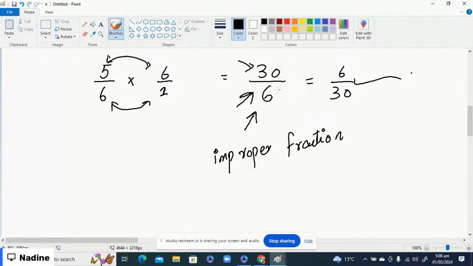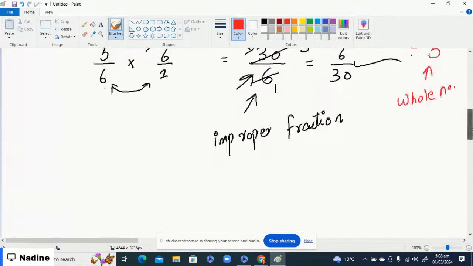So 6 times 1 is 6, 6 times 5 is 30. So what's the answer we get? That is 5. And 5 is a whole number. Okay? All right. Yeah, good. 5 is a whole number. Now let's do the next.